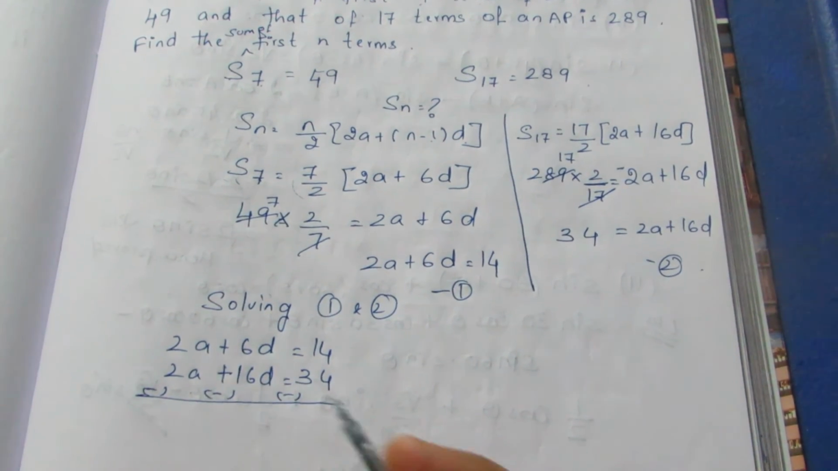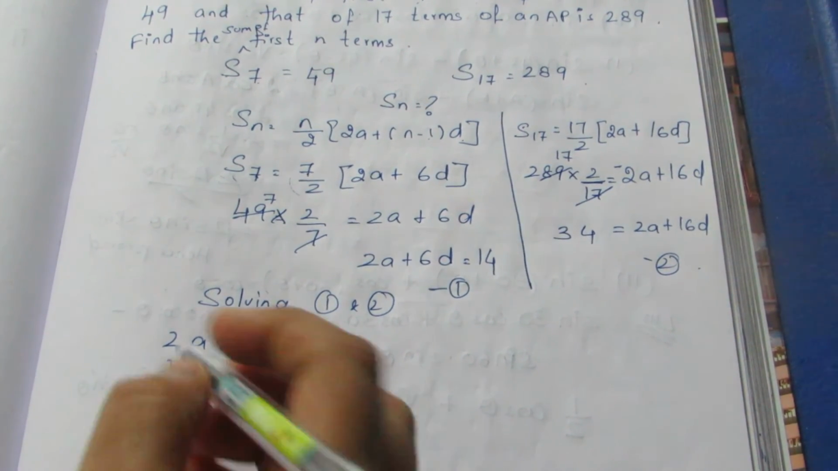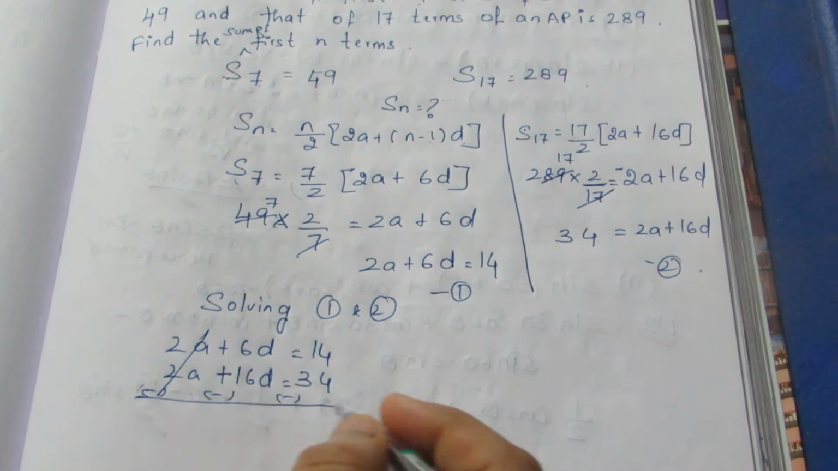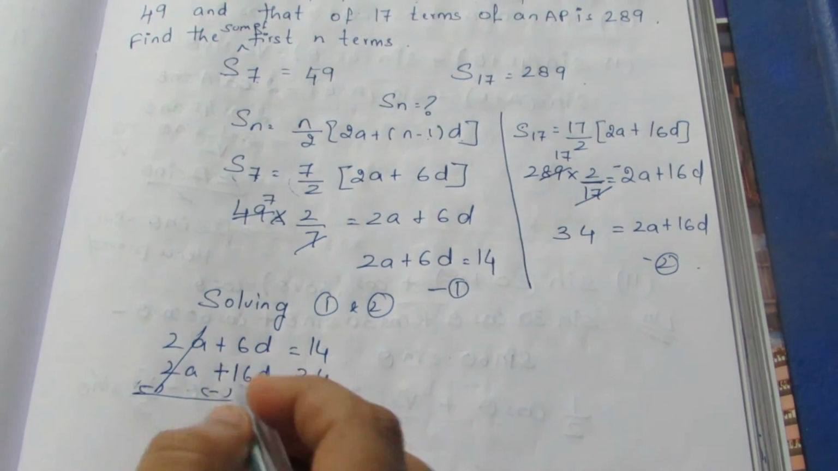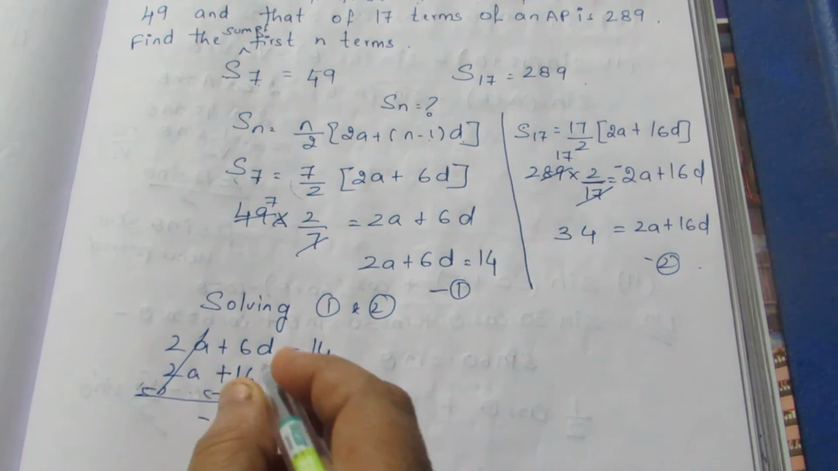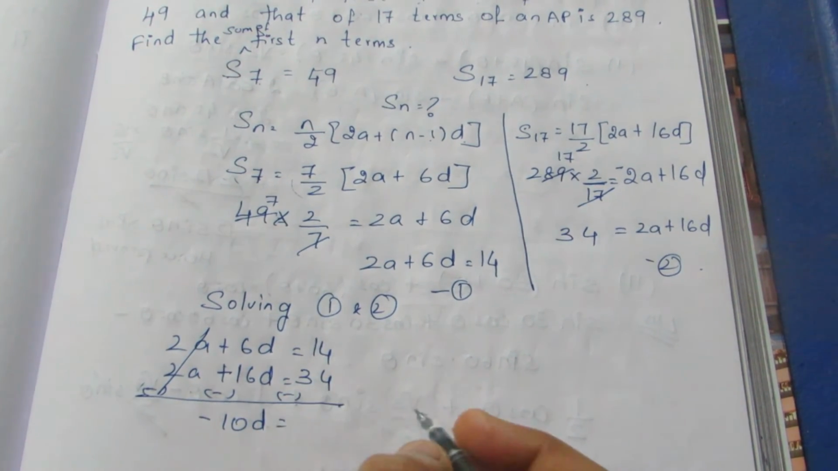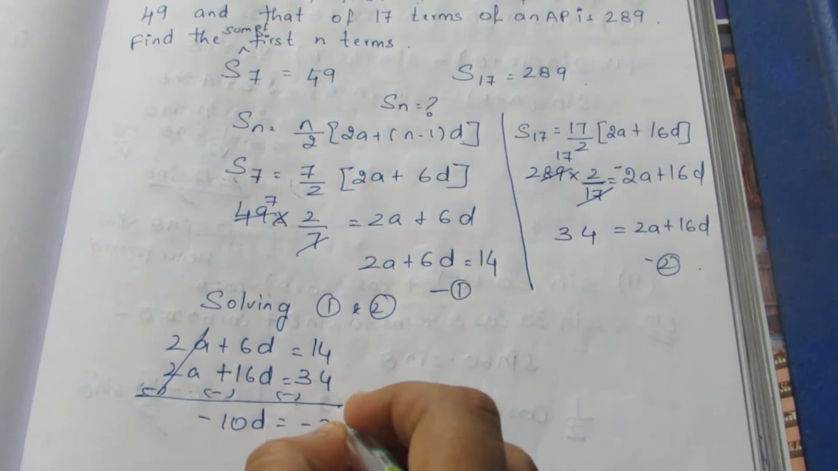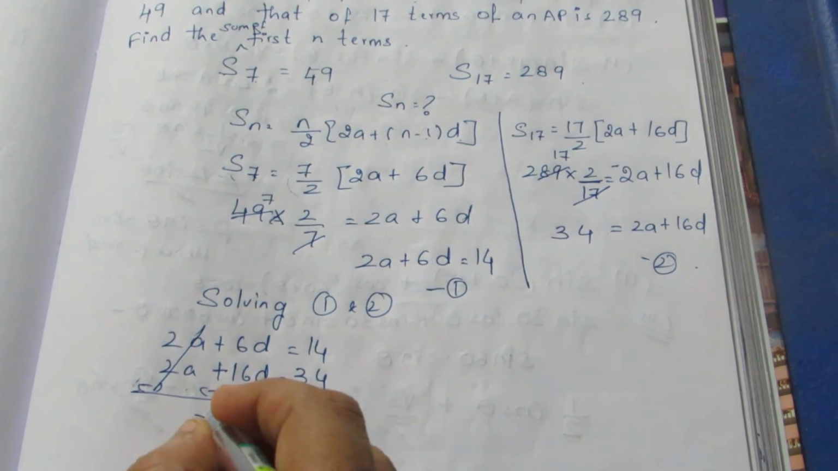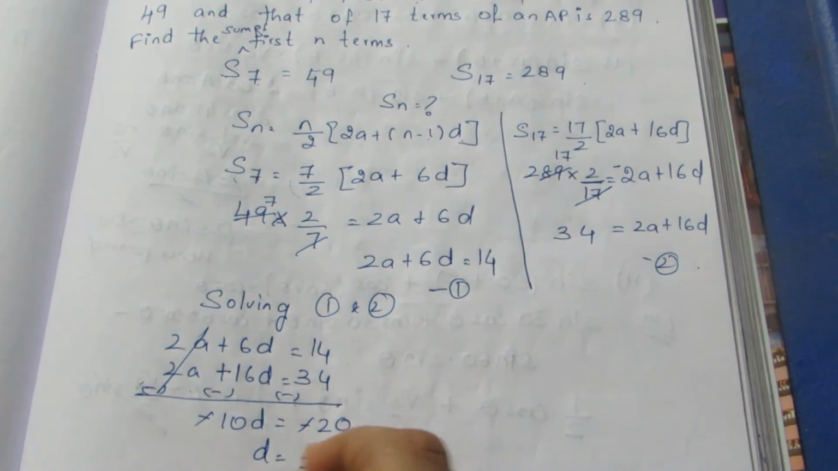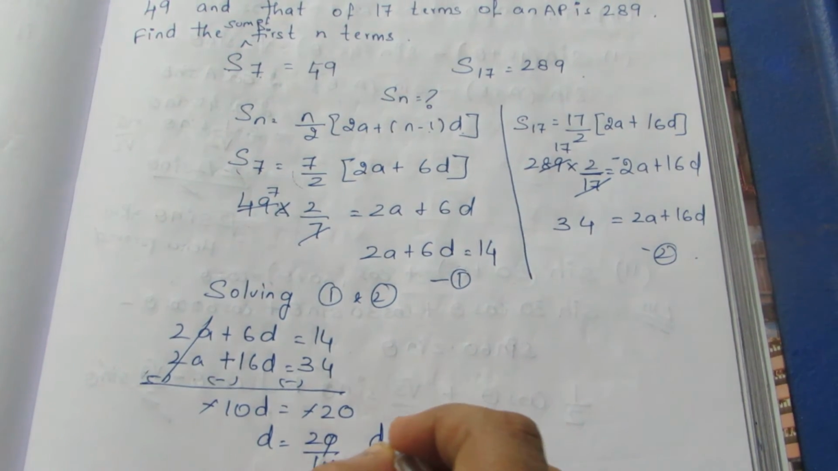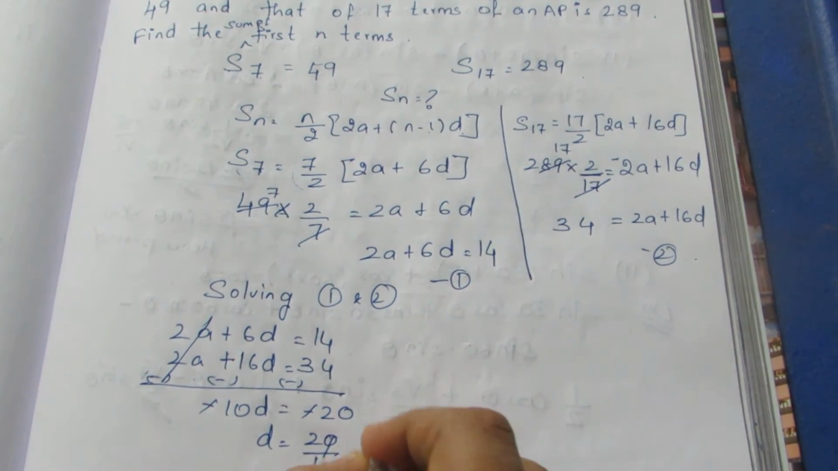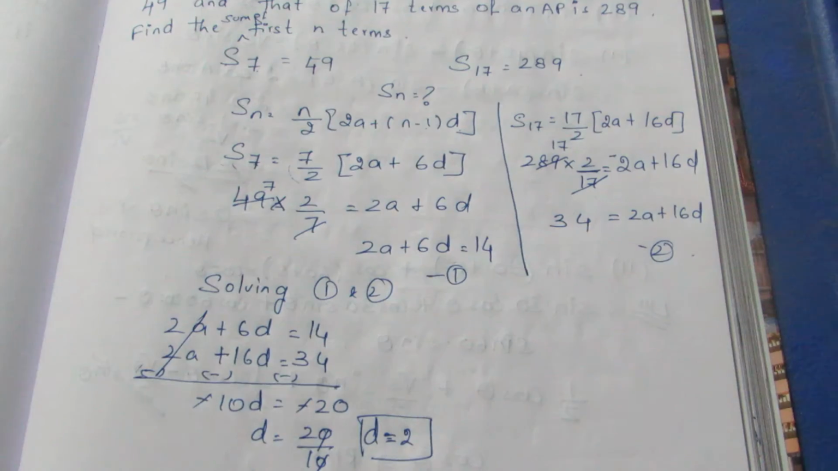Subtracting is nothing but changing the sign of one term. Now this becomes minus 10d, because plus and minus we need to subtract and put the greater number's sign. Here also it becomes minus 20. Minus minus get cancelled. d equal to 20 by 10. d is equal to 2. So we have found d to be 2.